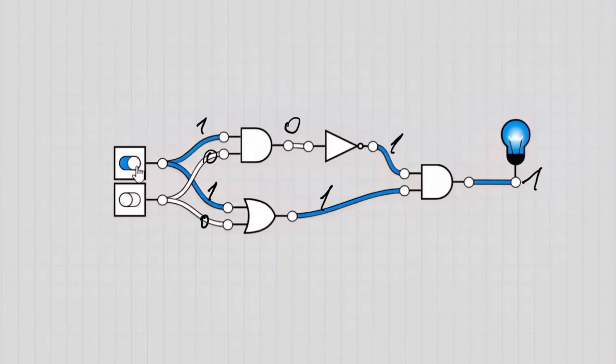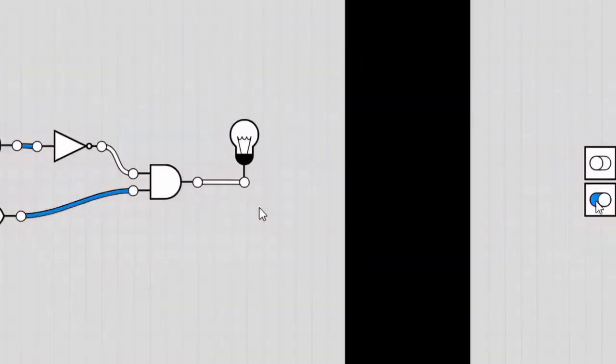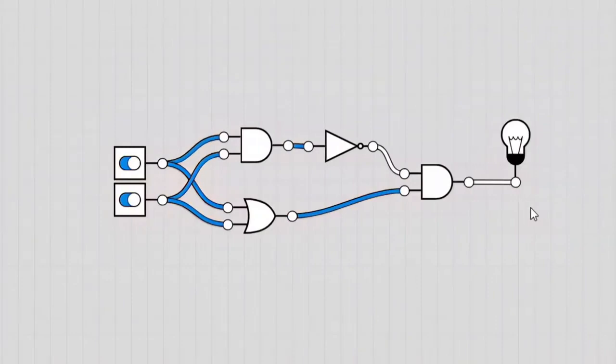Finally, let's see what happens when both inputs are 1. The first AND gate outputs 1, and the NOT gate inverts it to 0. Even though the OR gate output is 1, the final output becomes 0. So the lamp turns off, and this is why our XOR gate works correctly.